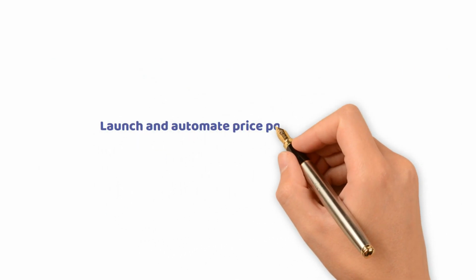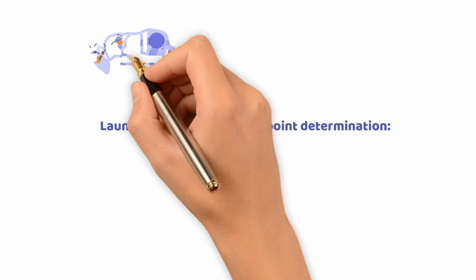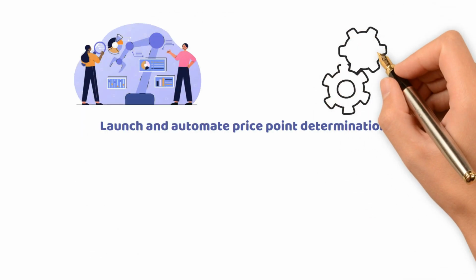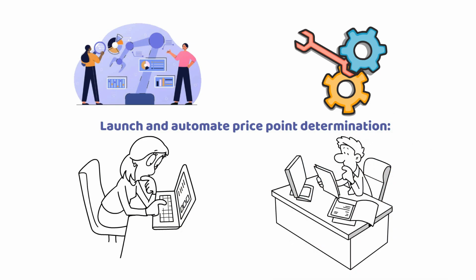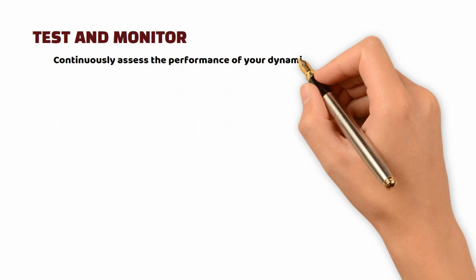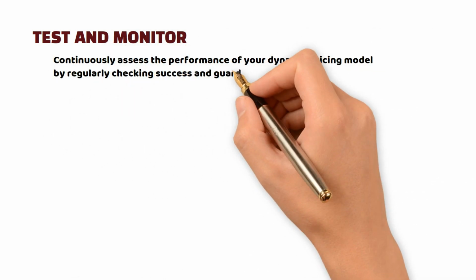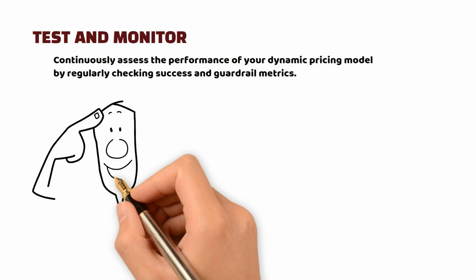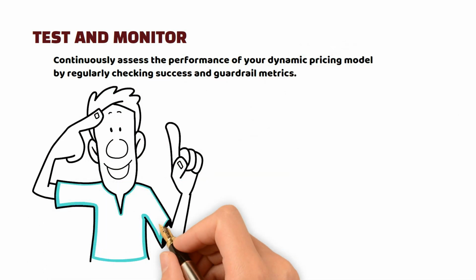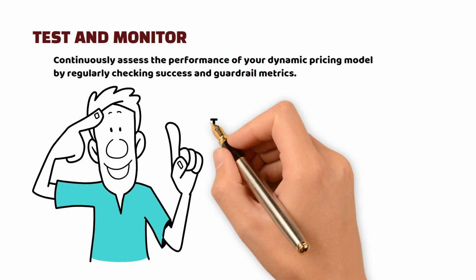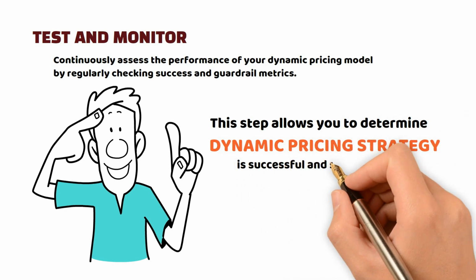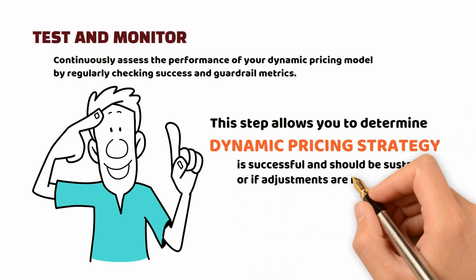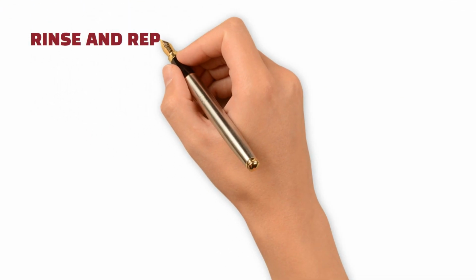Number 5. Launch and automate price point determination. Implement the chosen approach into production, choosing between manual adjustments, coding a custom dynamic pricing model, or using dynamic pricing tools for automation. Number 6. Test and monitor. Continuously assess the performance of your dynamic pricing model by regularly checking success and guardrail metrics. This ongoing evaluation is crucial to understanding how the dynamic pricing model is impacting your business. This step allows you to determine whether the dynamic pricing strategy is successful and should be sustained or if adjustments are needed.